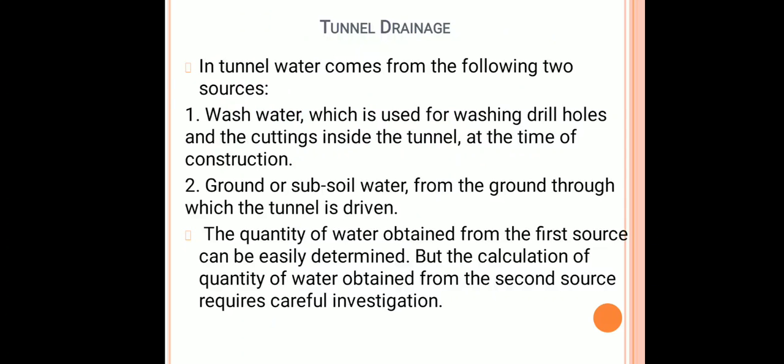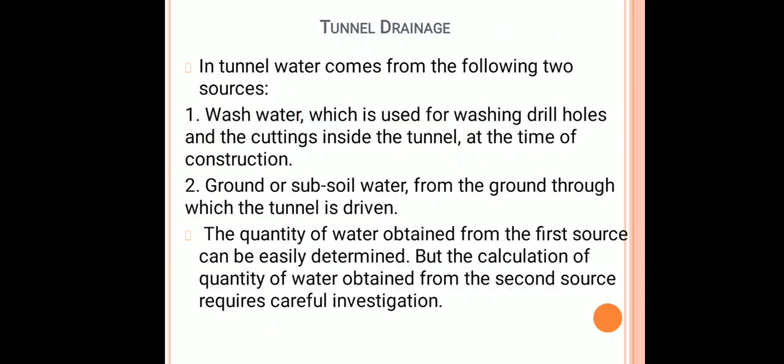So, in a tunnel, water comes from the following two sources. The first source is wash water, and this water is used for washing drilling holes and the cuttings inside the tunnel at the time of construction. Whenever the drill holes are taken, these drill holes are washed by using water, and there is an introduction of water at the time of construction. And the second source is groundwater or subsoil water.